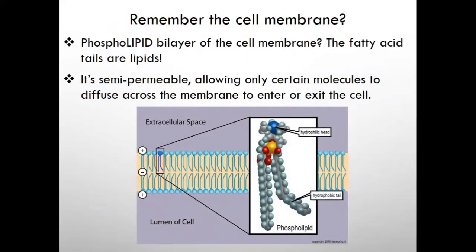Can you still remember the cell membrane? The phospholipid bilayer of the cell membrane, the fatty acid tails are lipids. It's semi-permeable, allowing only certain molecules to diffuse across the membrane to enter or exit the cell. So look at this illustration here below.